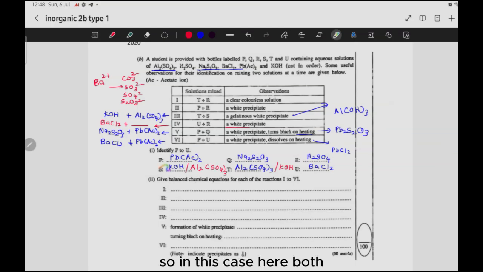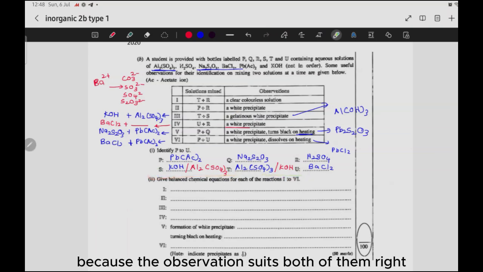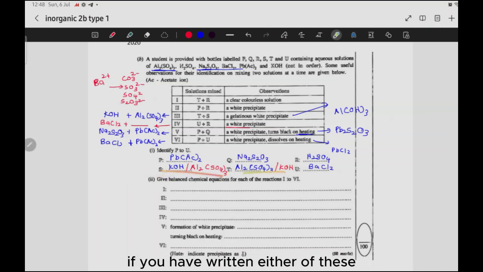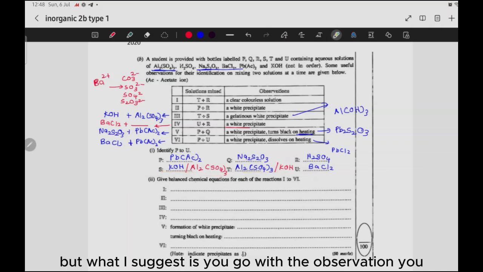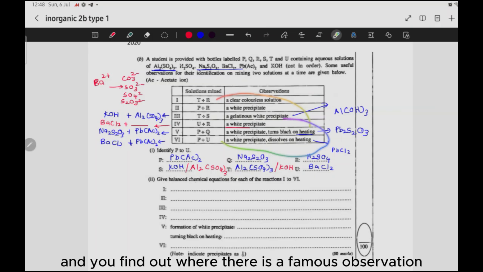So in this case, both possibilities are possible, right? Because the observation suits both of them. In the marking scheme also, they have given marks if you have written either of these. But what I suggest is you go with the observation. You read the observation and find out where there is a famous observation.